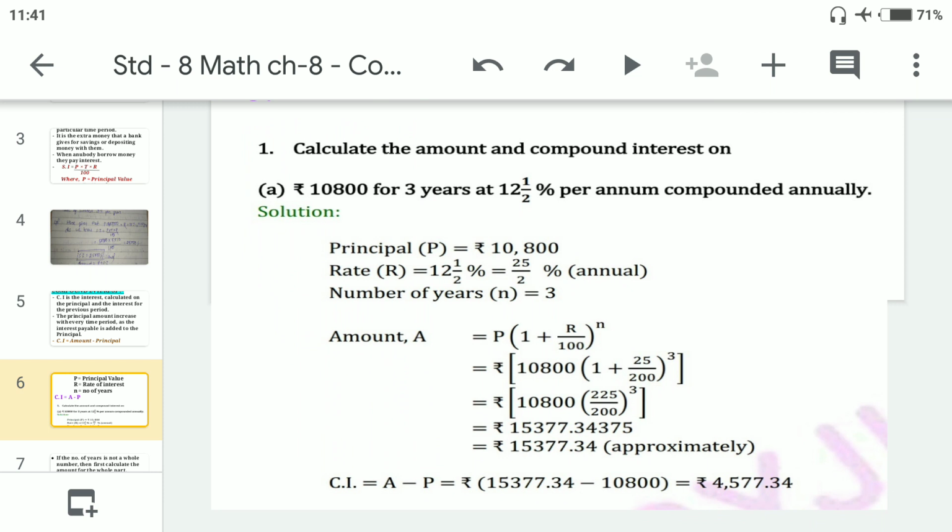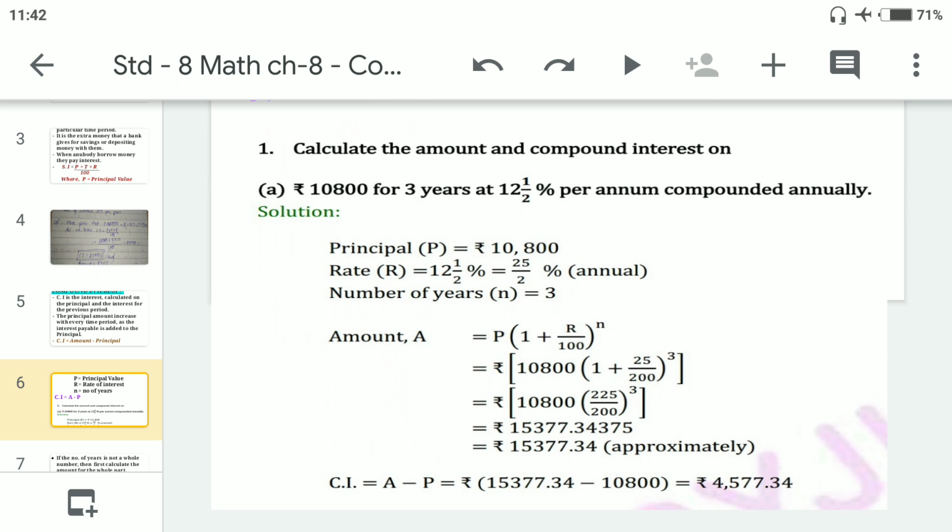Calculate the amount and compound interest on 10,800 for 3 years at 12 whole 1 by 2% per annum compounded annually. As you can see, it is mentioned compounded annually, and here you have to calculate both amount and compound interest. So here the principal value is 10,800. Number of years is 3, so n equal to 3. Rate of interest is 12 whole 1 by 2%. So if it is converted into an improper fraction, 25 by 2%.